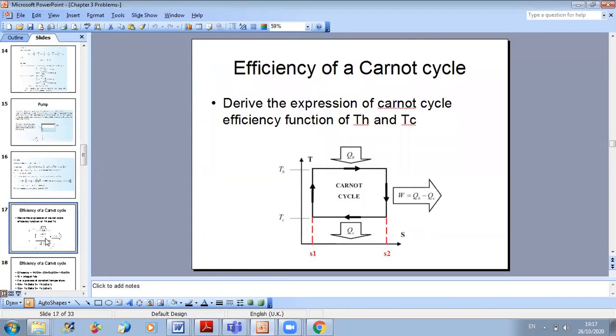Now, concerning the efficiency of a Carnot cycle: derive the expression of Carnot cycle efficiency as a function of T hot and T cold. In this session we have seen what the Carnot cycle is. It operates at two isotherms, so two constant temperatures, and two adiabatic processes where we don't have heat loss, so constant entropy. We want to find its efficiency as a function of temperatures.